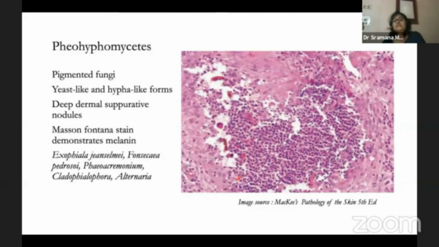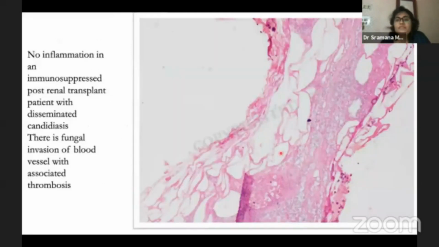Phaeohyphomycetes are pigmented fungi, but how are they different from chromoblastomycosis? So here you can also see hypha-like forms and yeast-like forms, you don't see sclerotic bodies. They cause deep dermal suppurative nodules. Masson-Fontana stain can help you to demonstrate melanin.